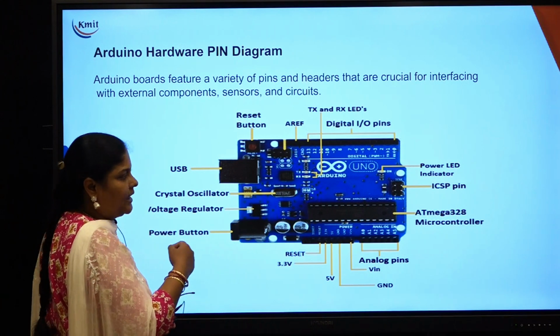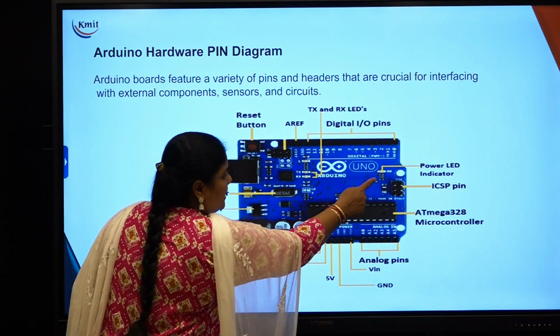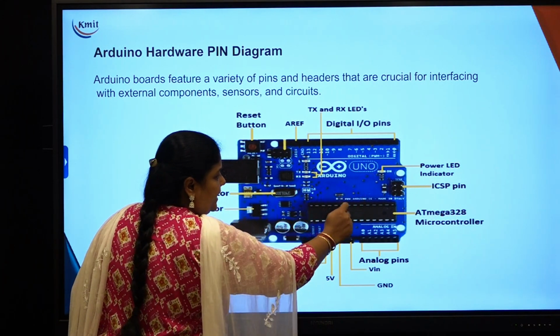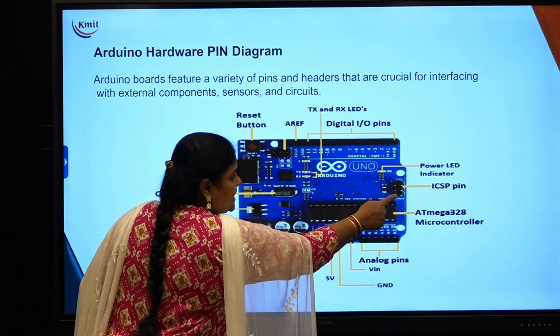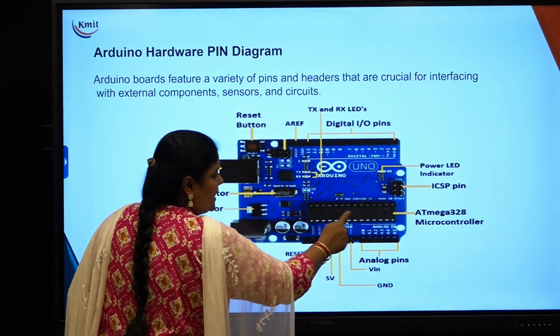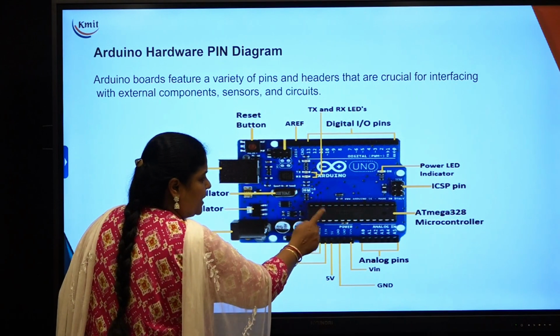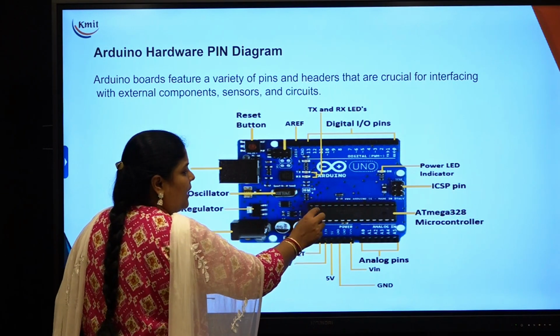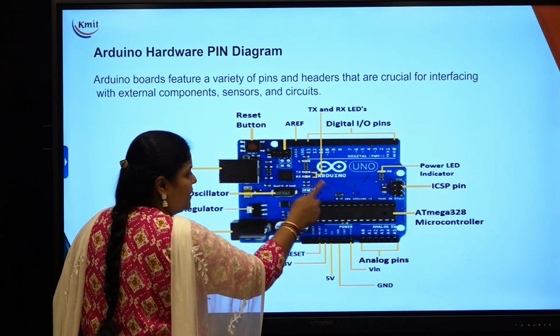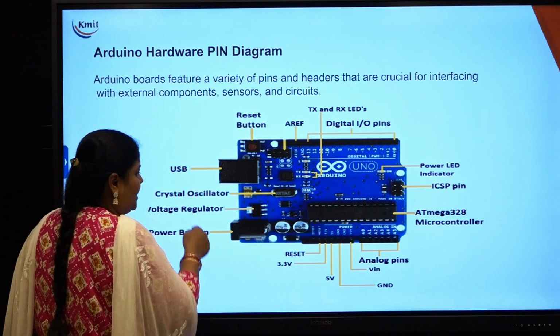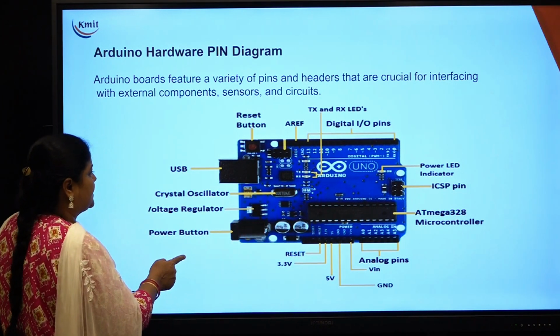And you have a power LED, which is an inbuilt LED. You can also connect an extra LED to it, but this is an inbuilt LED indicator. And the ICSP pin, and this is the ATmega328 microcontroller, which is the heart or brain of this whole Arduino board. So each of these will be explained in the next slides.